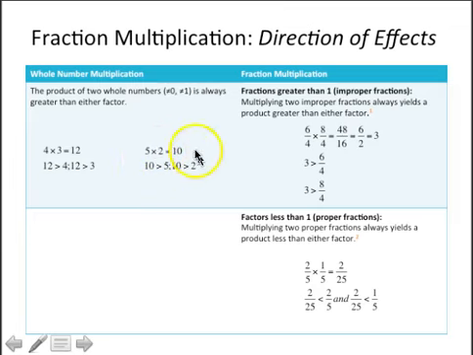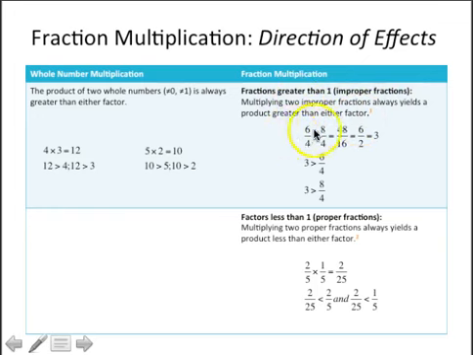So students learn to expect when they multiply that the product, or the answer they get, is going to be a larger number than the numbers in the problem. This direction of effects rule holds true when students multiply improper fractions, so fractions that are greater than 1. Multiplying 2 improper fractions always yields a product greater than either factor.